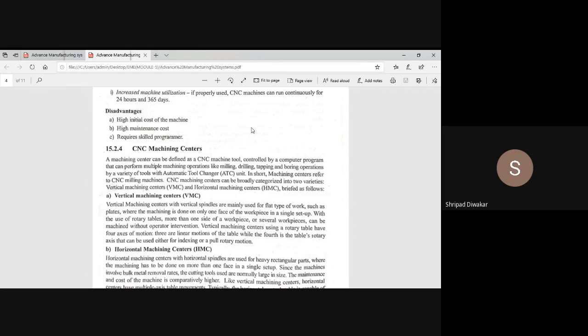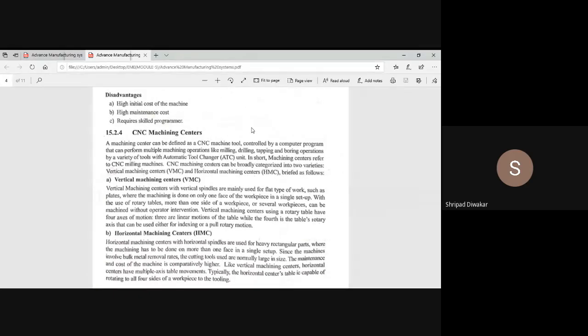These are the advantages. Okay, next the disadvantages. First one, the initial cost of the machine is high as compared to conventional machine. Suppose a normal lathe costs about 5 lakhs, but the CNC lathe costs about 15 to 20 lakhs because of the sophisticated structure.